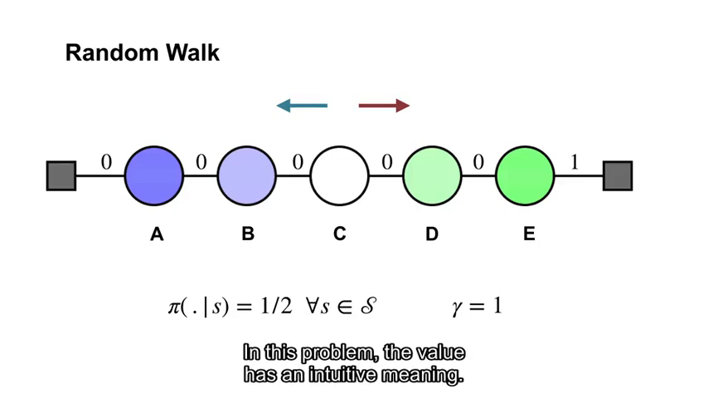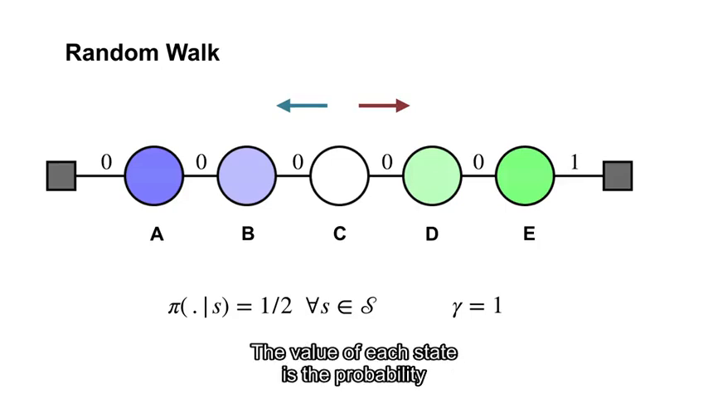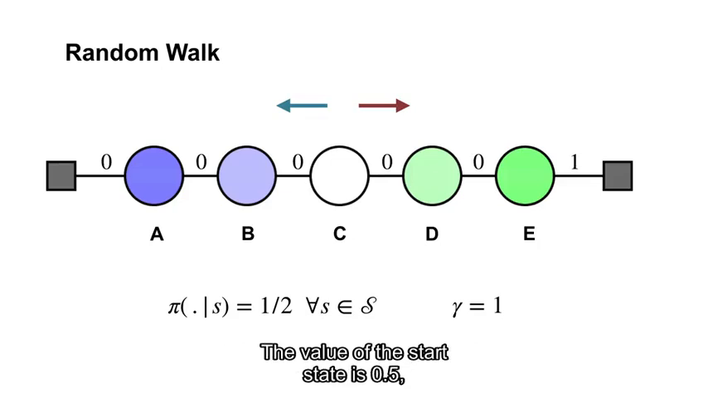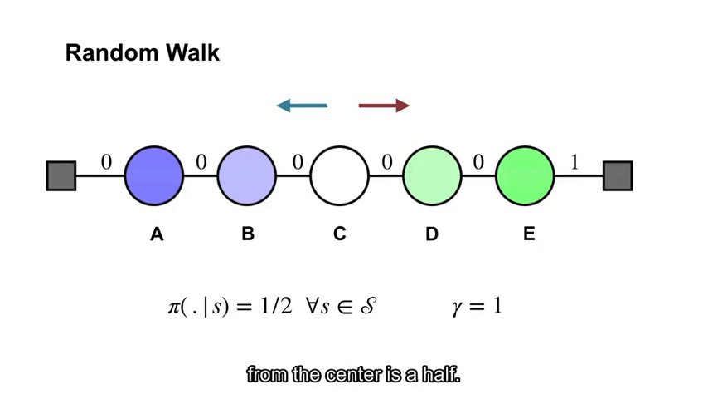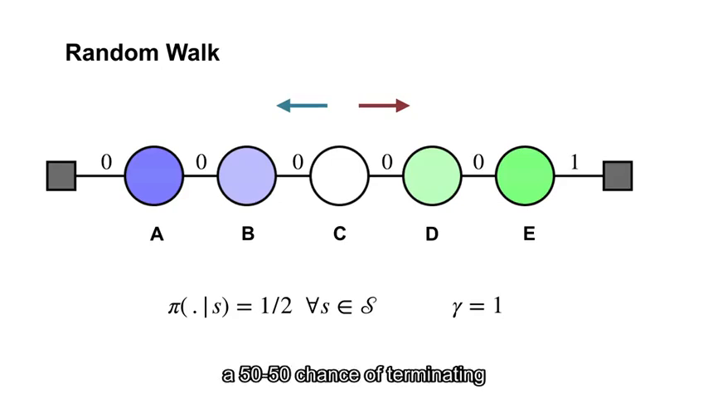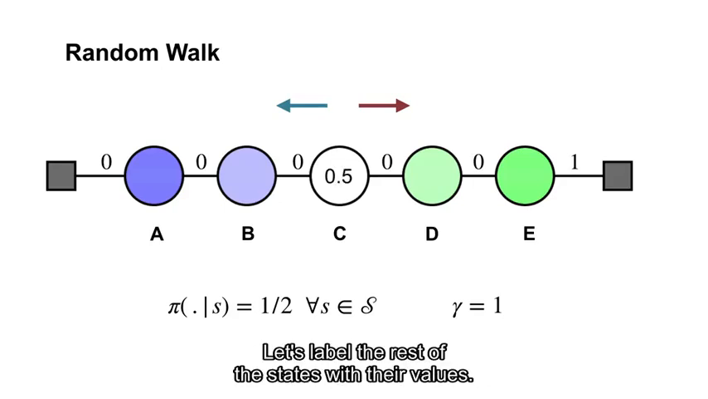In this problem, the value has an intuitive meaning. The value of each state is the probability of terminating on the right when starting from each state. The value of the start state is 0.5. That means the probability of terminating from the center is a half. Randomly wandering from the center has a 50-50 chance of terminating on either side. That makes sense. Let's label the rest of the states with their values.